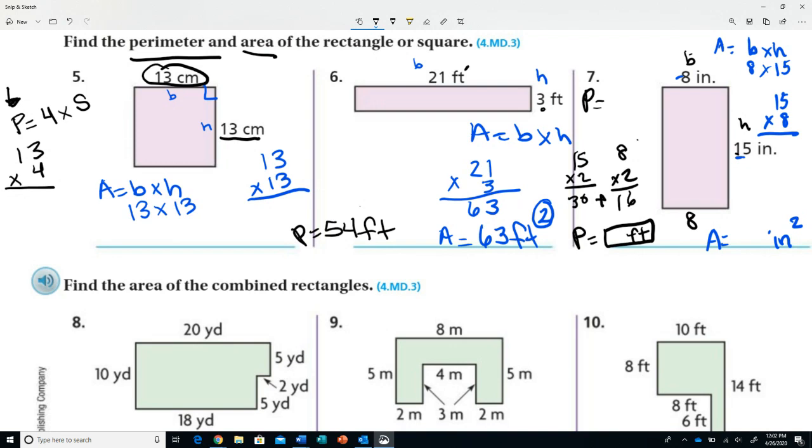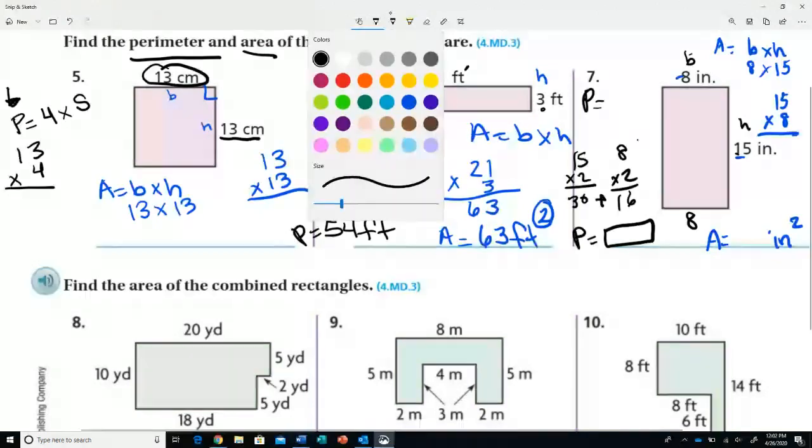Oh, sorry. I'm going to backtrack that. It's not feet this time, it's inches. Same idea. Just, come on, let me write.